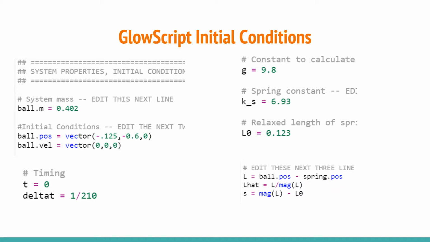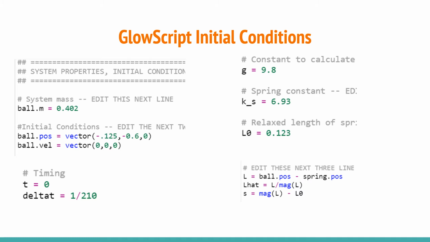Using the starter code provided, I created a computational model to predict the motion of the object and compare it to the experimental data. I began inserting the initial conditions. The mass is 0.402 kilograms. The initial position in vector form is -0.125, -0.60. The object starts from rest, so the initial velocity is 0. The time starts at 0, and I used a time step of 1/210.